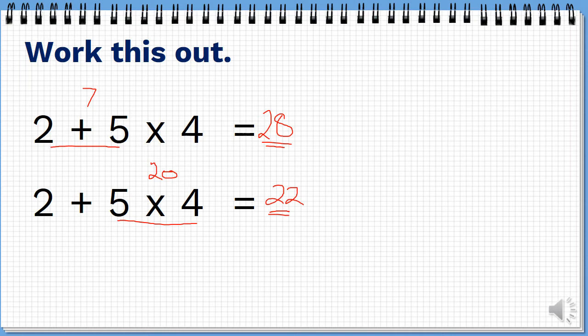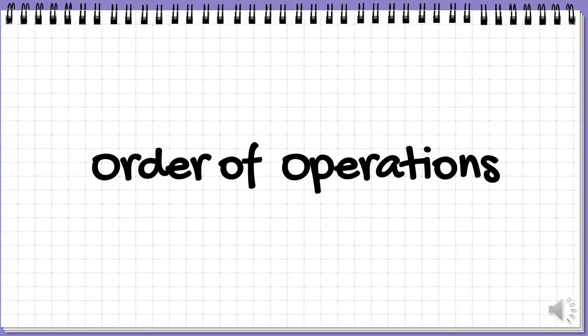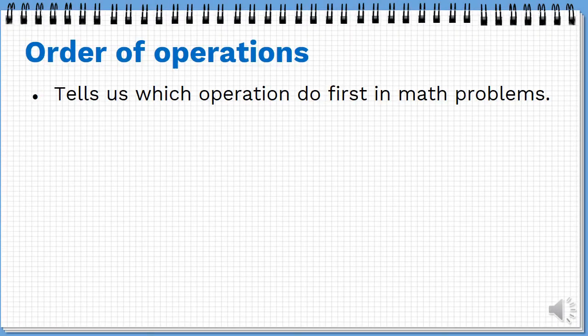So when we look, we have two answers where both children have done the math correctly, but the two answers to the same question are different. So we're going to look today at how we are going to fix this. And we're going to fix that by what we call order of operations. Now, order of operations tells us which operation to do first in a math problem.